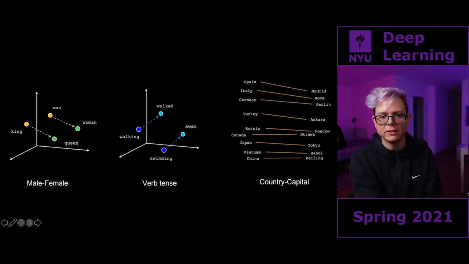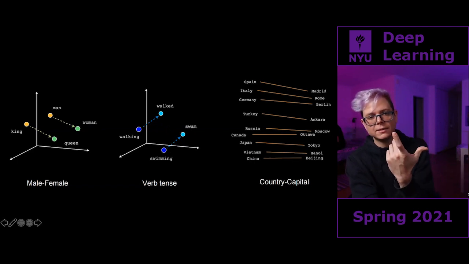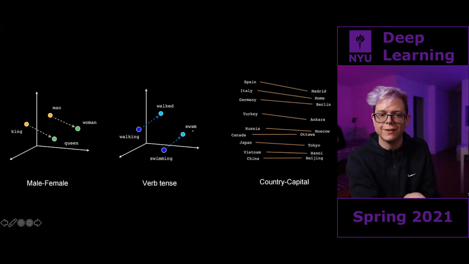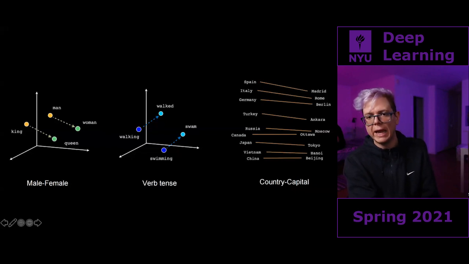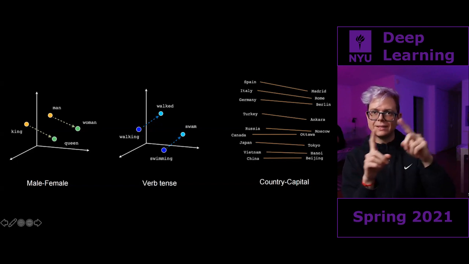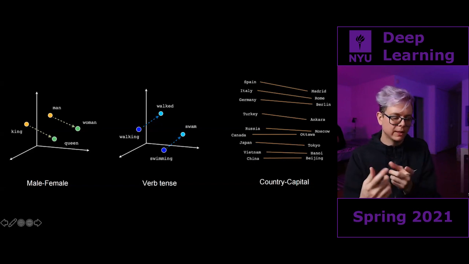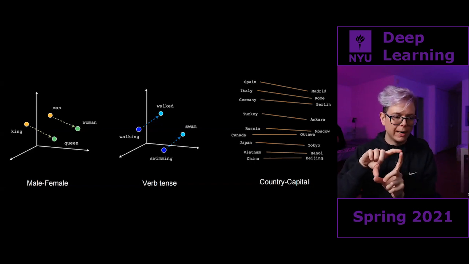Or the fact that the distance between walking and walked, which is this arrow, is going to be the same as swimming and swam. So the distance connecting the present continuous to the past is the same for the other verb, although it's an irregular word. And similarly, the vectors connecting the country with their capital are all the same. If you do Spain minus Madrid, Italy minus Rome, and Germany minus Berlin, all of these vectors have a very high degree of alignment.